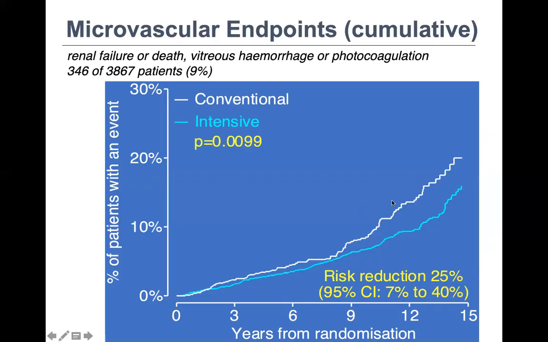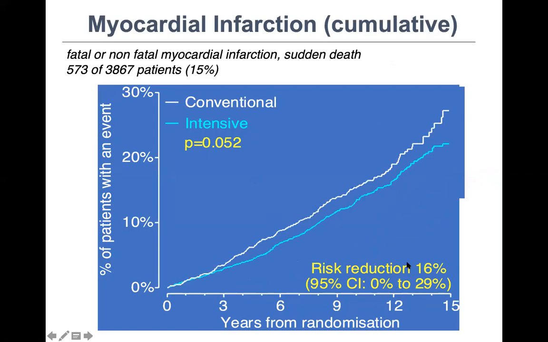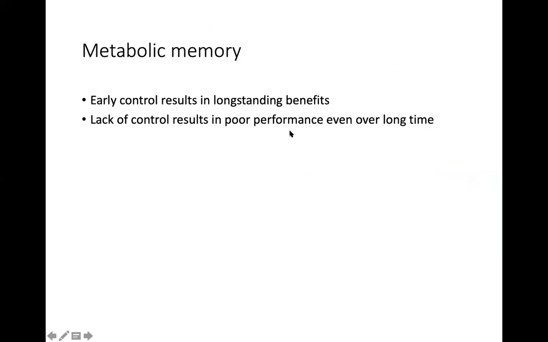They also showed that compared to traditional control, tight glucose control with an aim of HbA1c 7 resulted in a 25% reduction of microvascular endpoints and a myocardial infarction reduction of 16%. And when they looked at it later, early control resulted in long-standing benefits. At the beginning, if the patients were not controlled well, they were having higher complications even over a long time, like 25 to 30 years.